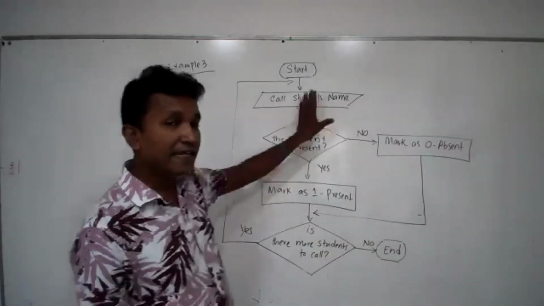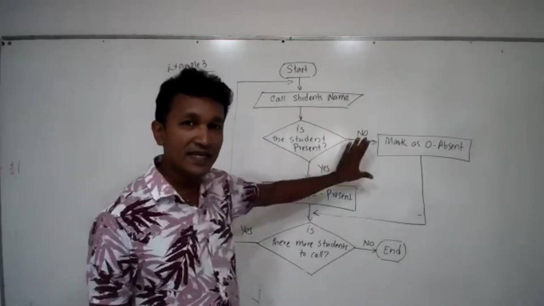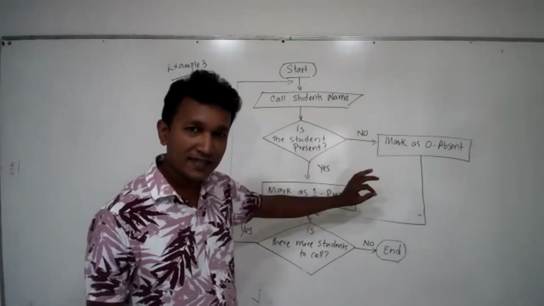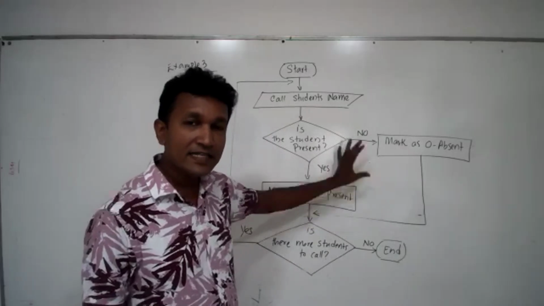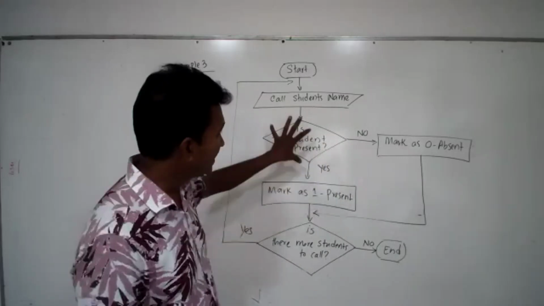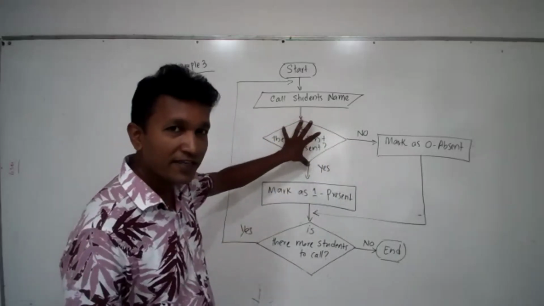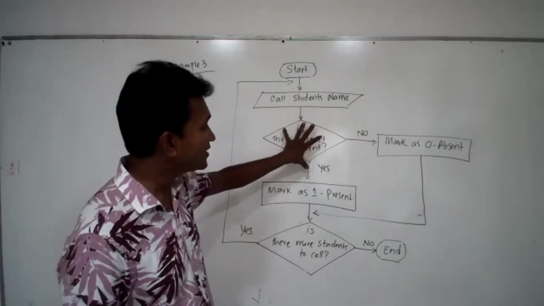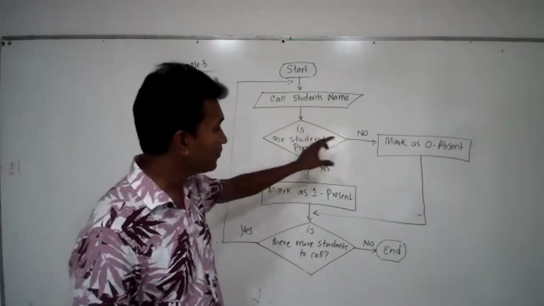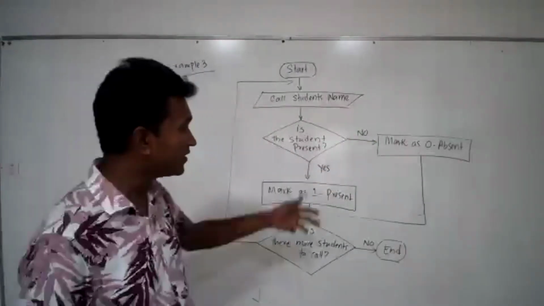Now, in this flow chart, there is repetition and selection as well. Where is the selection? Here is the selection. Why did I mention this as selection? There are two options. Out of two options, we have to select one.